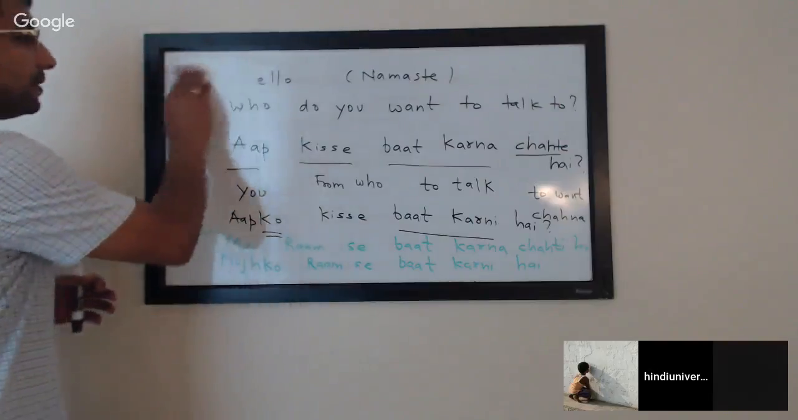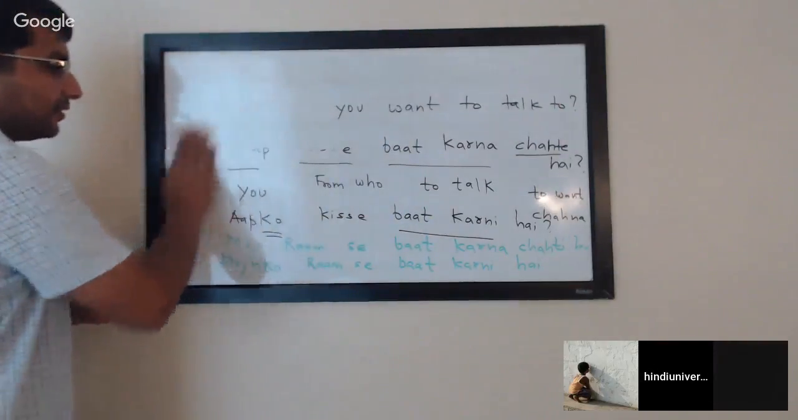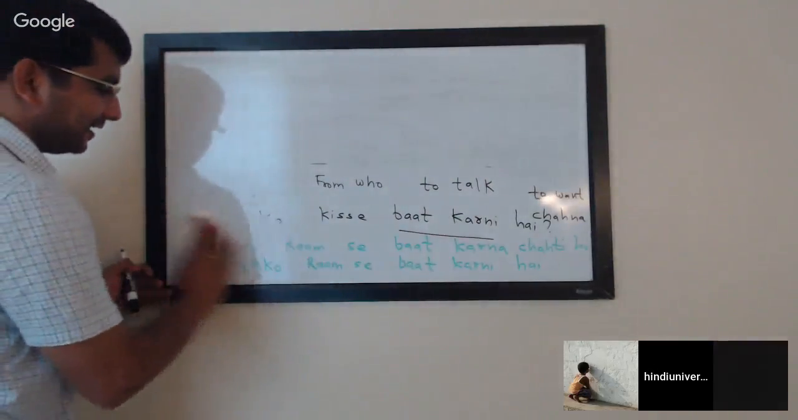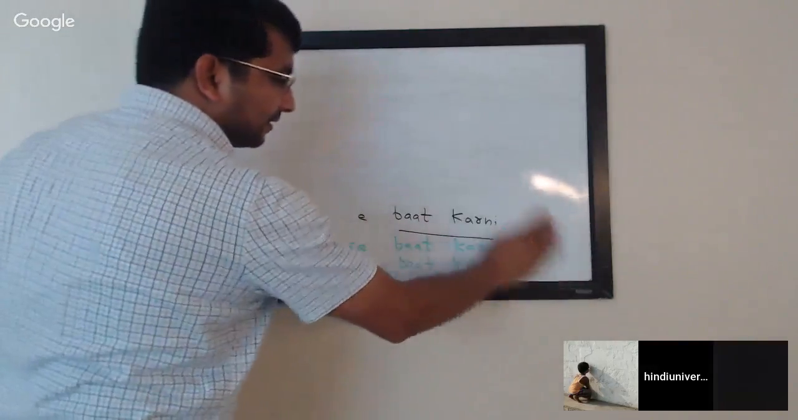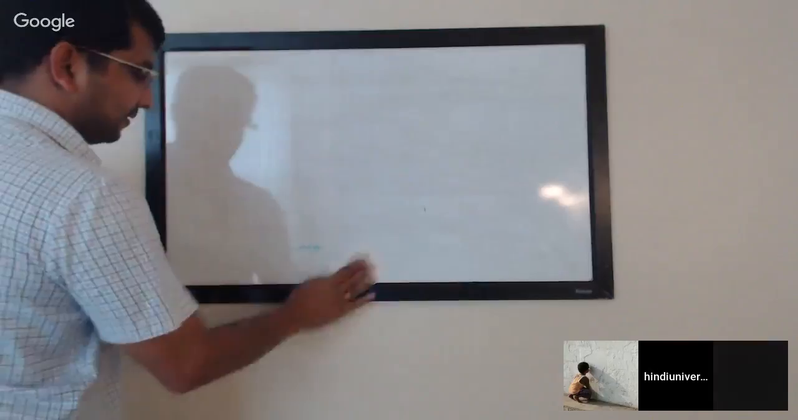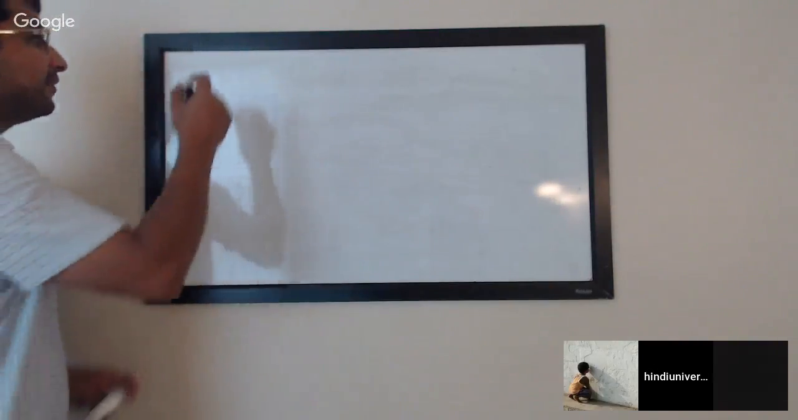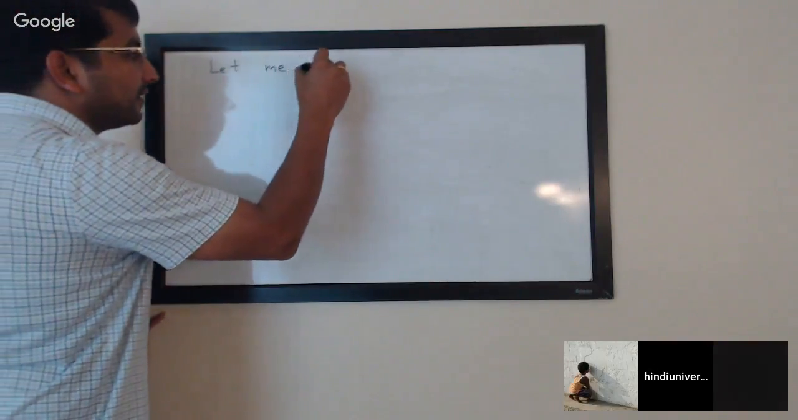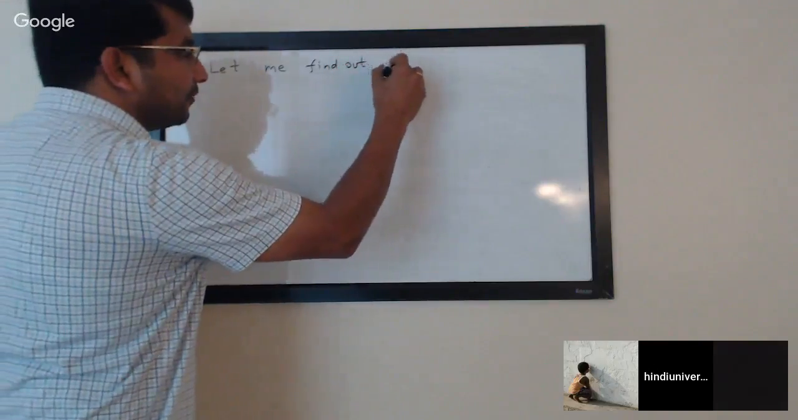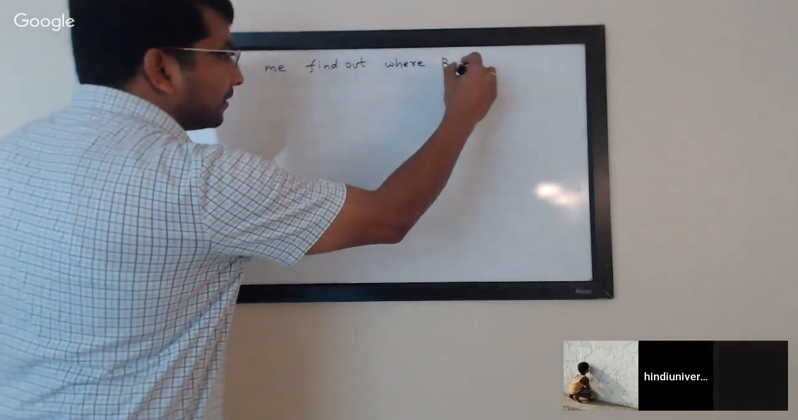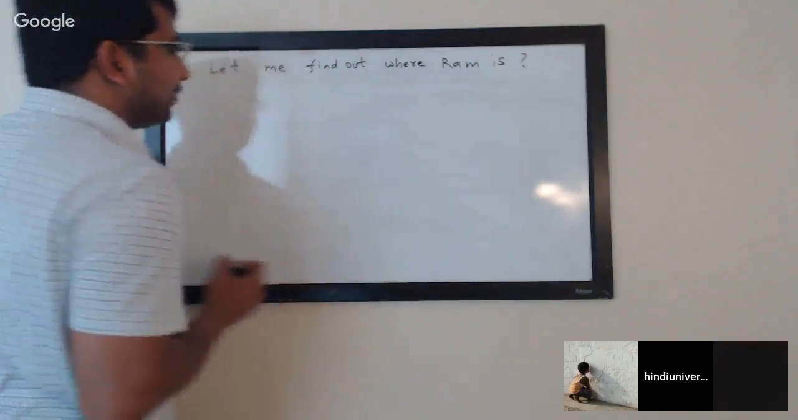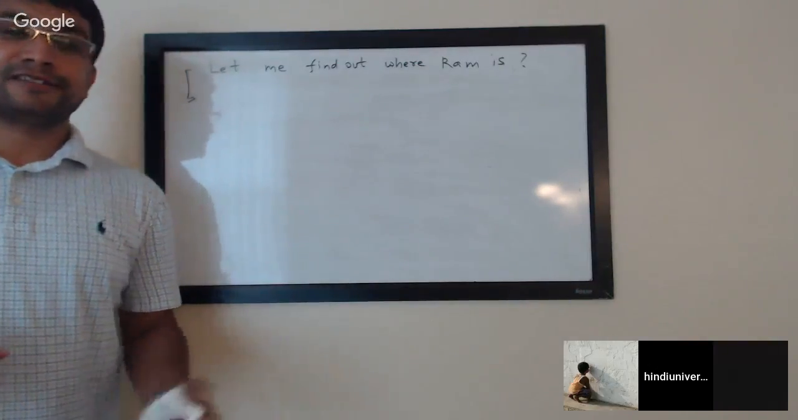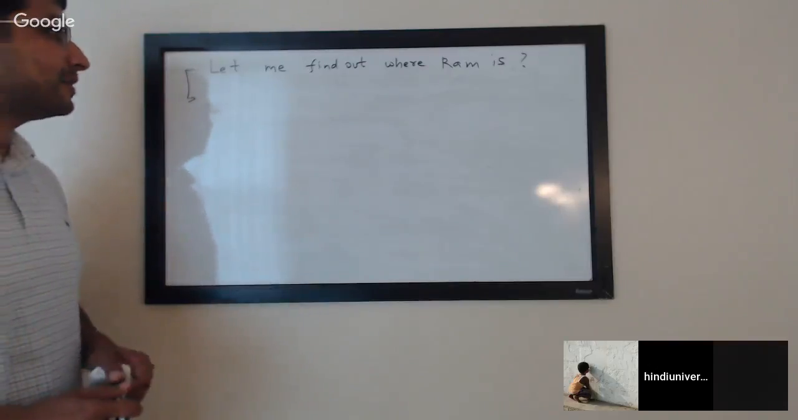So now, in this case, you know, Ilan already mentioned that she wants to talk to Ram. So I'll somehow figure out where Ram is. Okay. So Ilan, let's say I want to say, let me find out where he is. So my next thing would be, let me find out where Ram is. How will I say that in Hindi? We covered these particular phrases in the last 2-3 classes. Let me find out where Ram is.